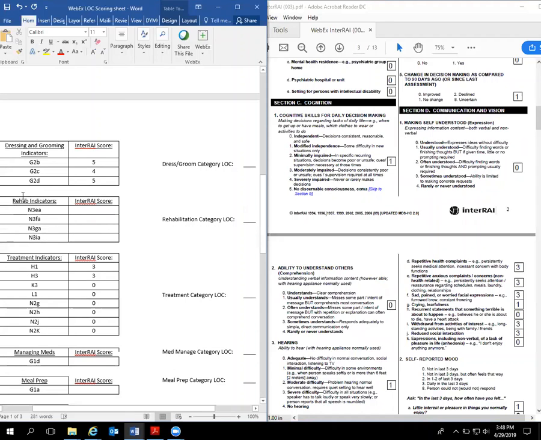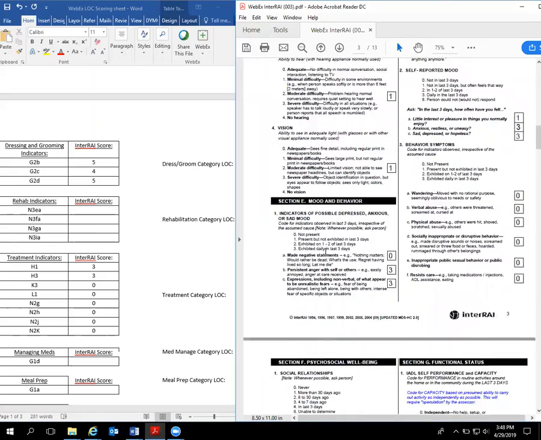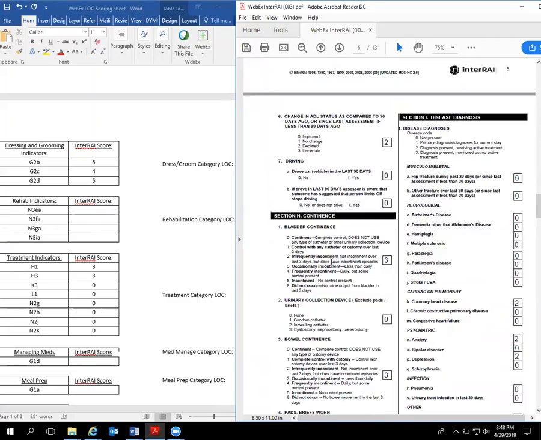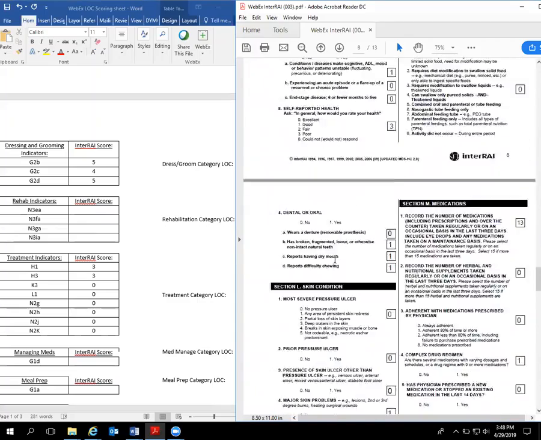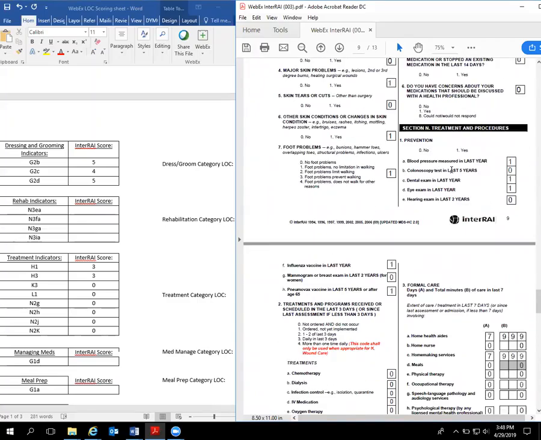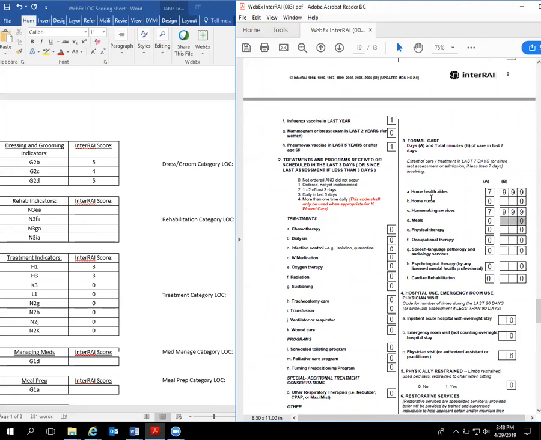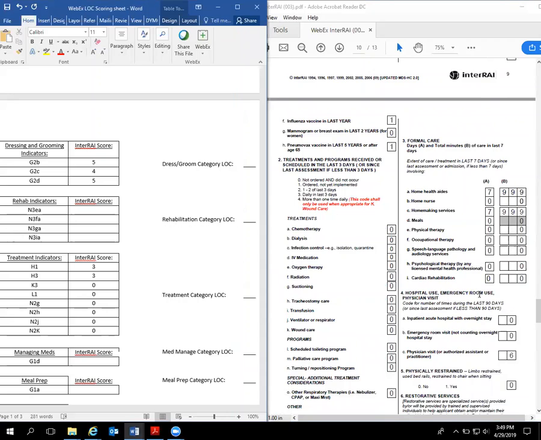So specifically, rehab. All of our rehab indicators, there are 4 of them, they are all located in section N. So I'm going to go ahead and scroll to section N. Section N, number 3. So you will see here that there are 2 columns.